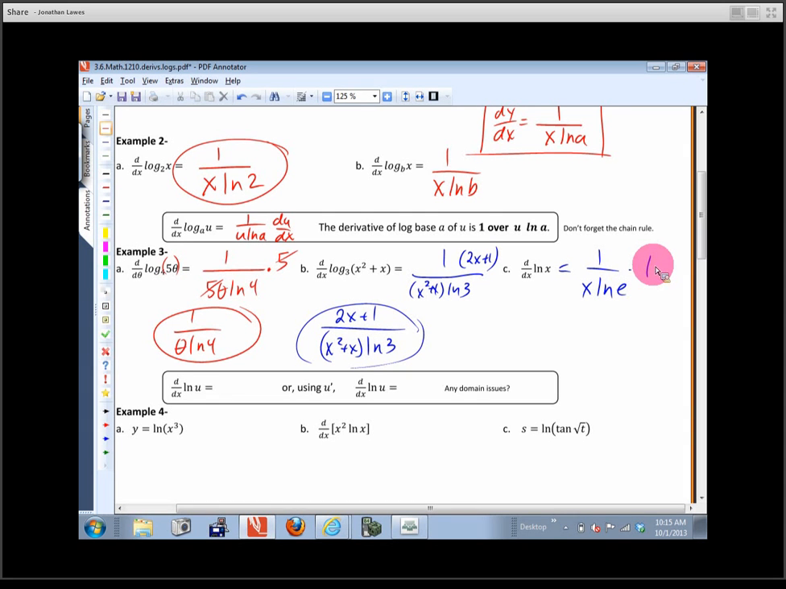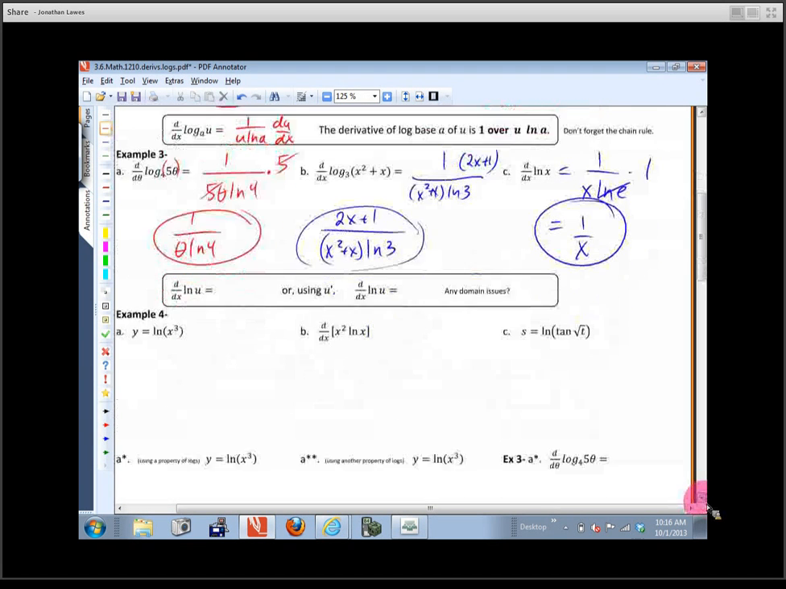And again, see the uniformity here? E is a very special base, whether it's the base of the logarithm or the base of the exponential. Okay? So the rule works here. We get a 1 here, and this is a 1, so the answer is 1 over x. That's it. Okay? So the derivative of ln x is just 1 over x.